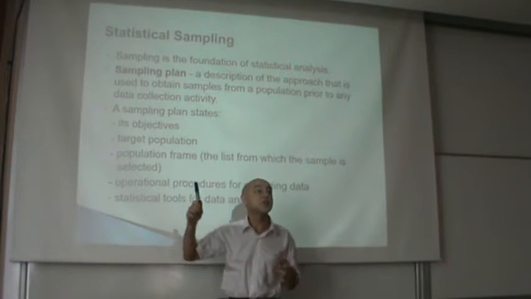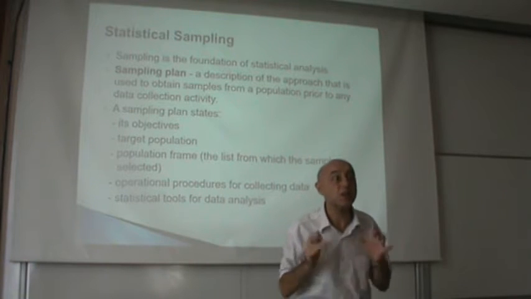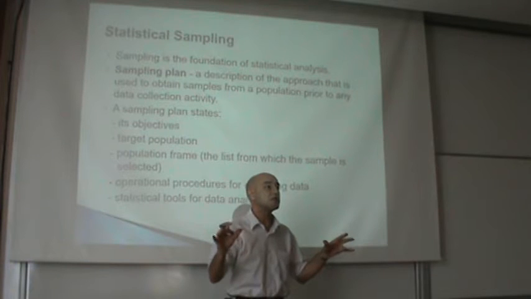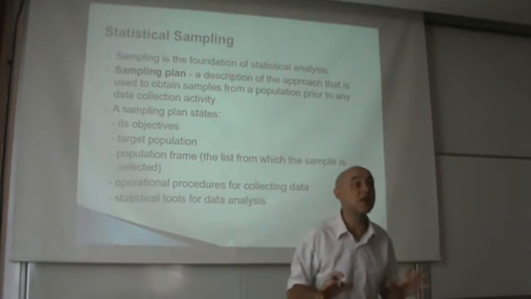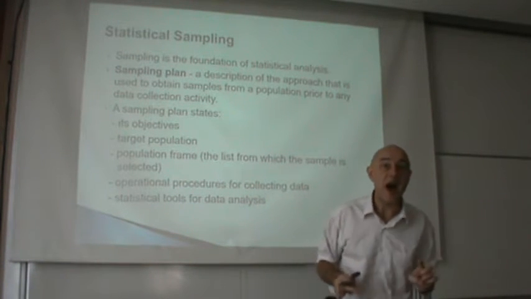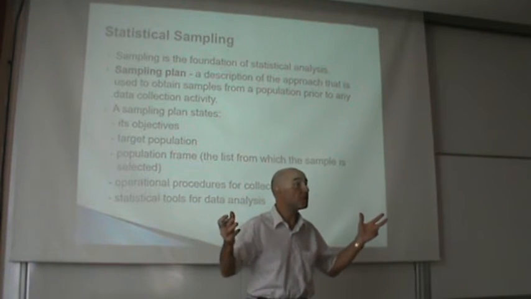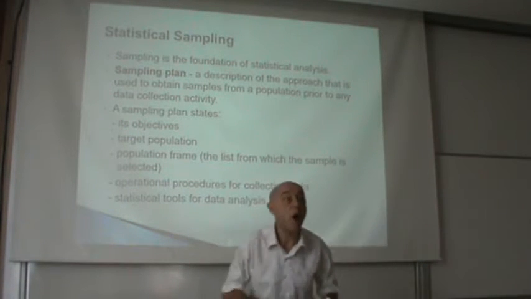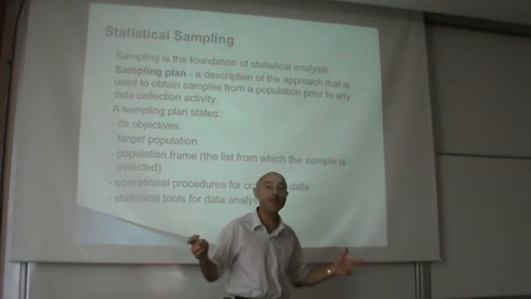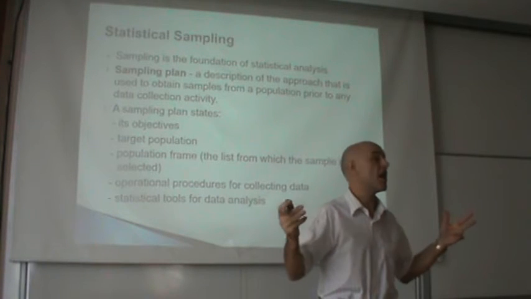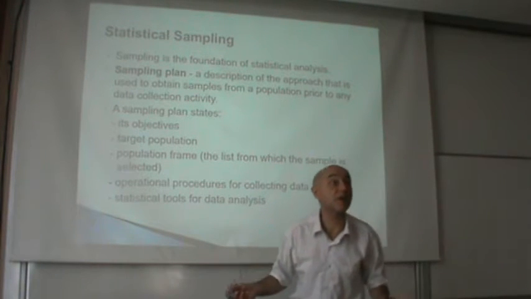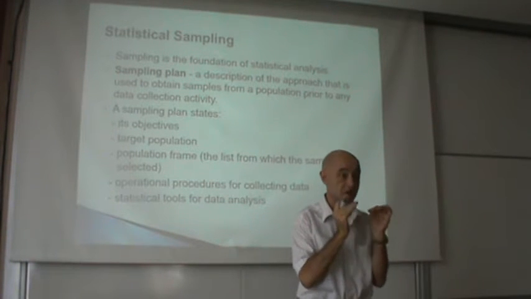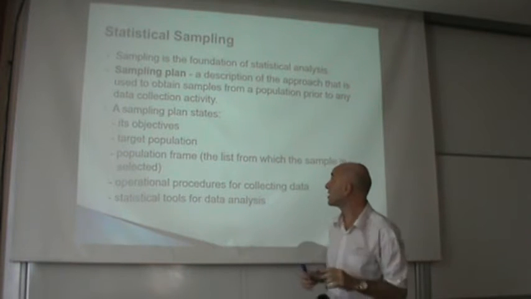Next, you need a target population. Are we going to target students? Are we going to target students in the university? Are we going to target girls only? Are we going to target city people? Are we going to target villagers? Are we going to target all Cambodian people? Are we going to target Asians? Are we going to target foreign tourists? You need to understand what's the goal and what is the target.